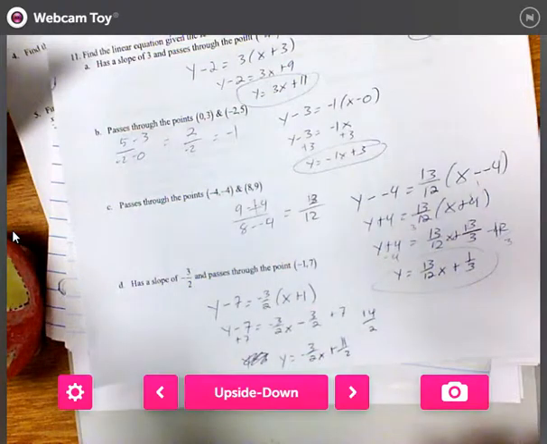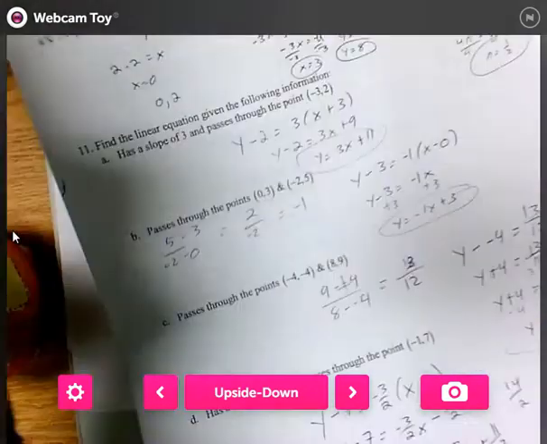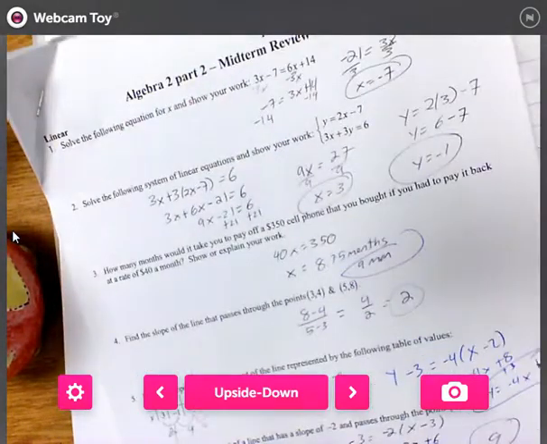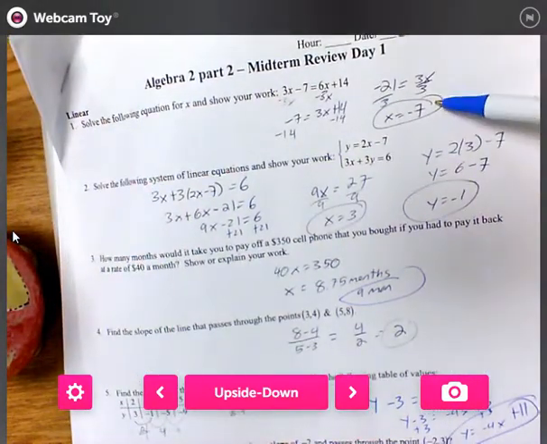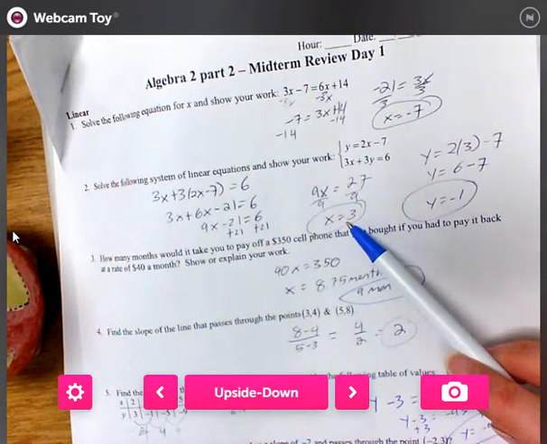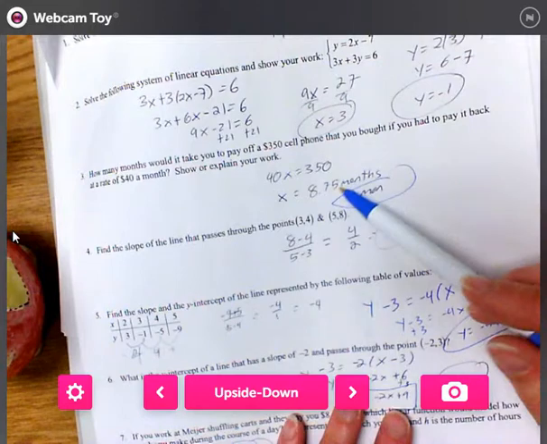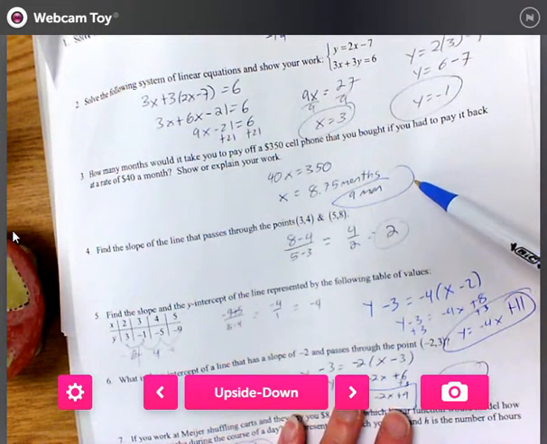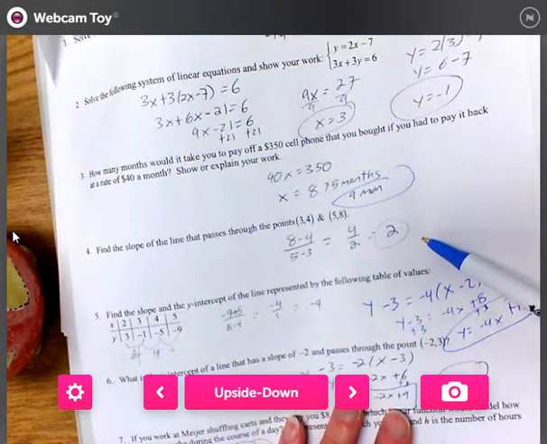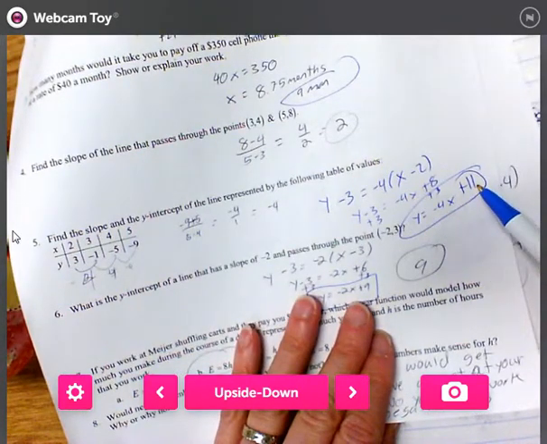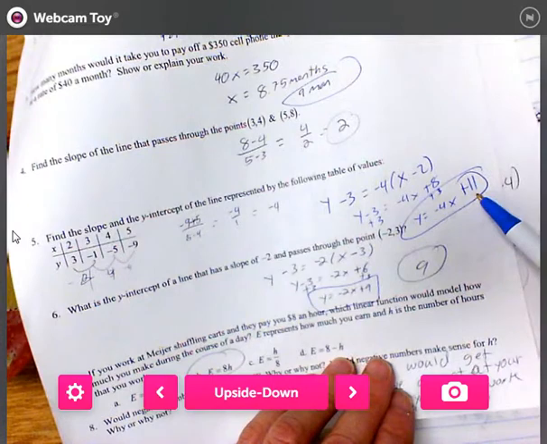Right, so before I started recording, I started going over the answers, so I'm just going to read them off relatively quickly. 1 is -7. 2, x is 3, y is -1. 3, it's 8.75 months. Can't really have 0.75 of a month, so it's 9 months. Number 4 is 2. Number 5 is y equals -4x plus 11. -4 is the slope, 11 is the y-intercept.